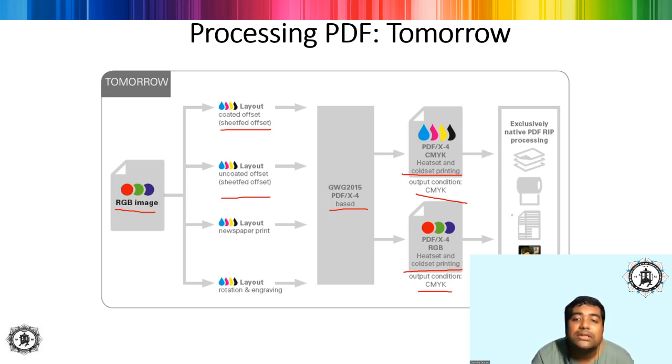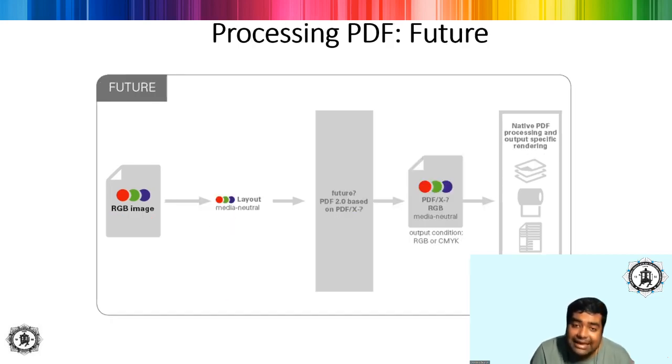But this is how today's workflows work, or how today's RIPs actually render files. Why have we generated these PDF/X4 files? Because today's RIPs are capable of taking in native PDF files as their input file format. So this is exactly the reason. What is the advantage of working with the PDF/X4 standard or GWG specification and generating PDF/X4 compliant files along with it.